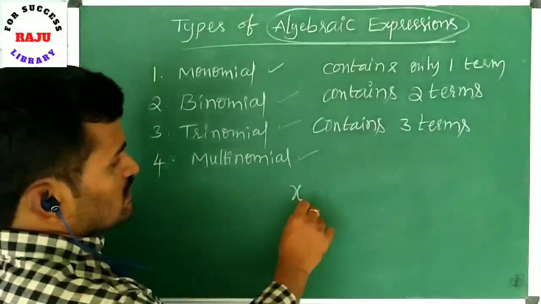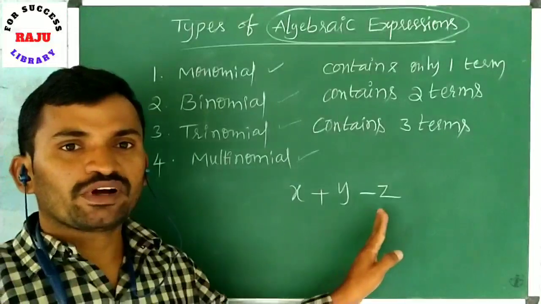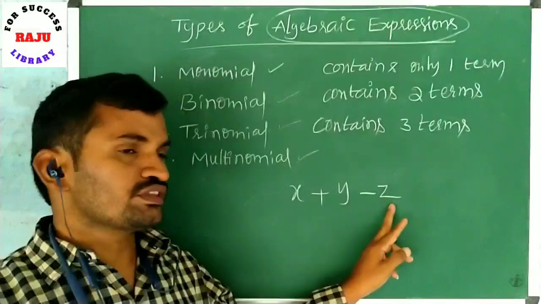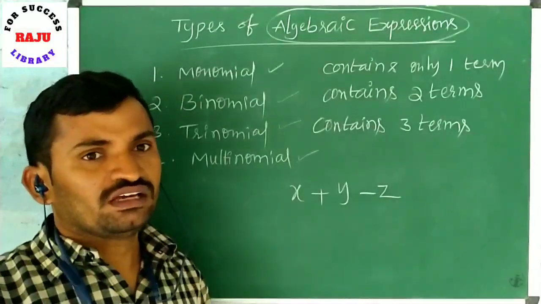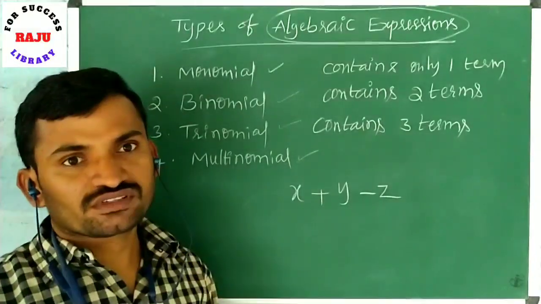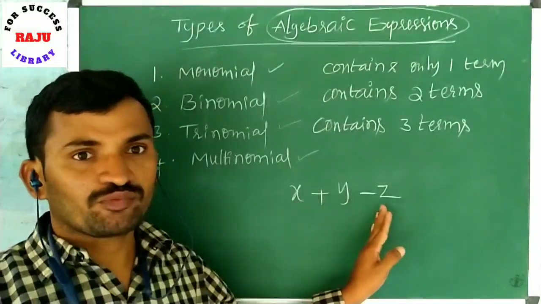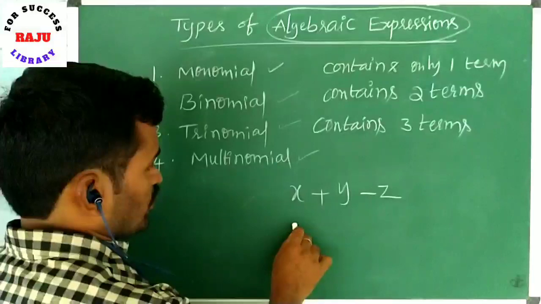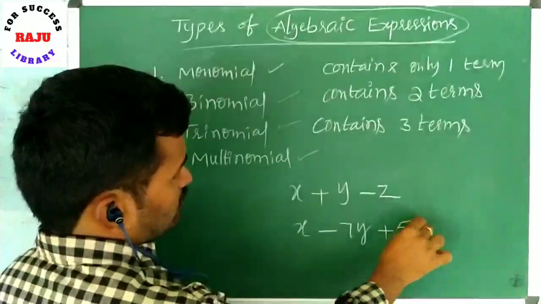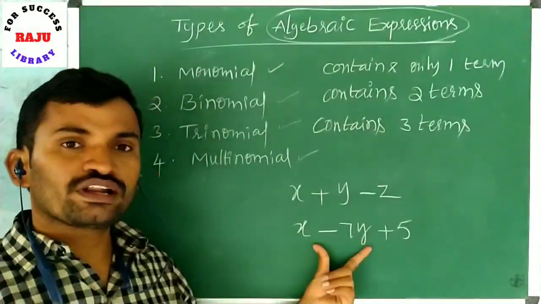Let us see, trinomial means an algebraic expression containing three terms. Let us see, x plus y minus z. How many terms are there? Only three terms. 1, 2, 3. How can we say? Here plus and minus are dividing it into three terms. So here it is called a trinomial. Let us take one more example: x minus 7y plus 5. Here it is called a trinomial.